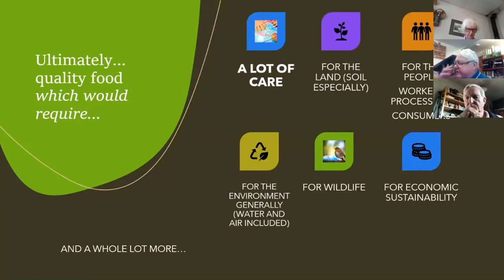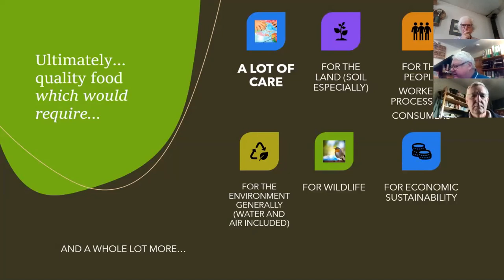First and foremost, for sustainable farming to work, we need to be caring for the land. And nothing is more important than the soil. This isn't possible unless we're also caring for the people. That's the workers who grow the food, who harvest it, the people who process it, the people who add value to the raw material of food, and the consumers who enjoy the produce, hopefully.